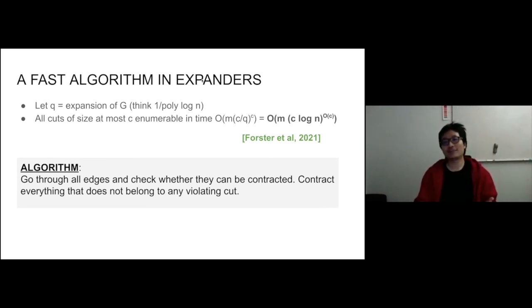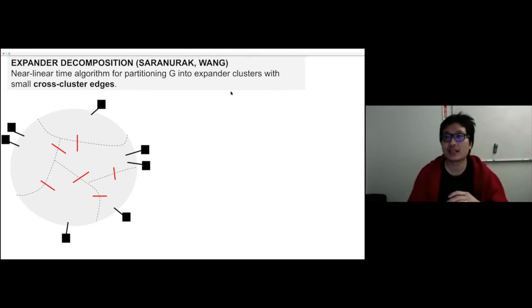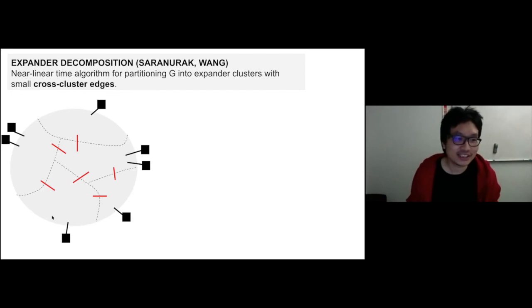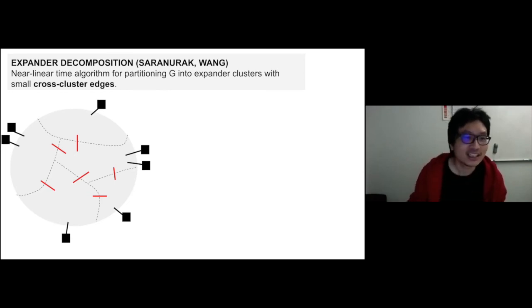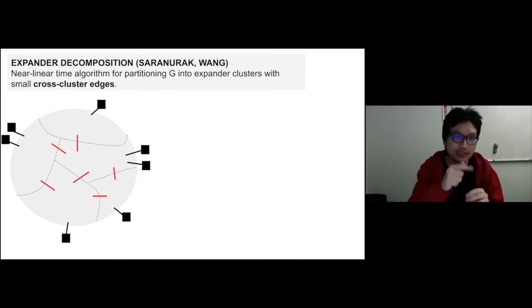Okay. But the input graph may not have such expansion. So what do we do? There is again a very useful tool due to Saranurak and Wang. They give a near linear time algorithm that partitions any graph G into expander clusters such that the number of edges that go across the clusters is small. I will not be explicit about how small it is, but on the left-hand side, this is not a COVID virus. It looks like one, but it's a graph with some black terminals, and this algorithm runs in near linear time and cuts this into clusters, and the red edges that go across the clusters are small.